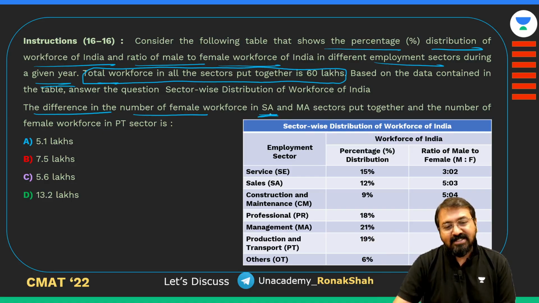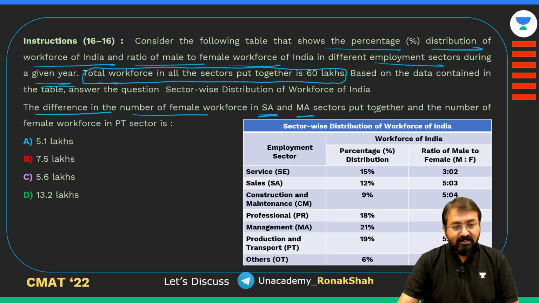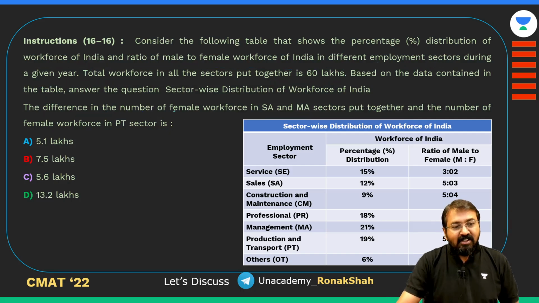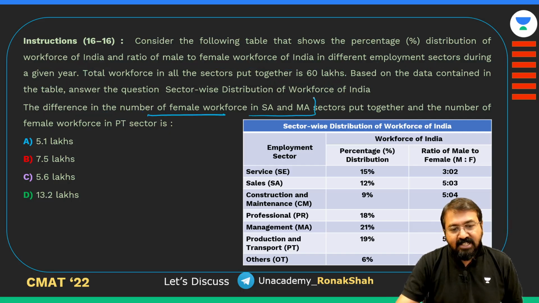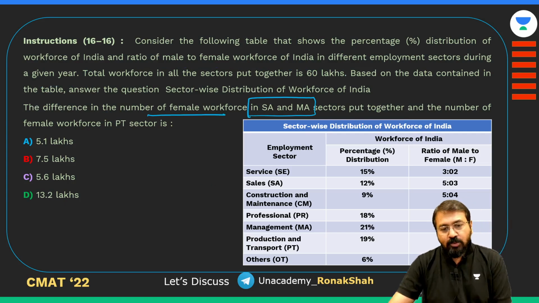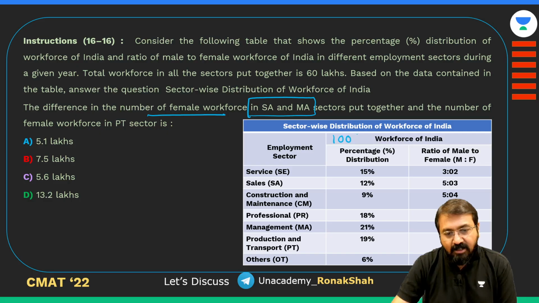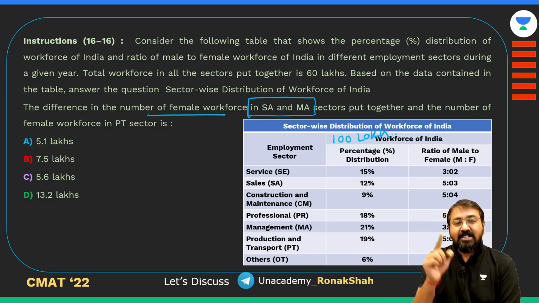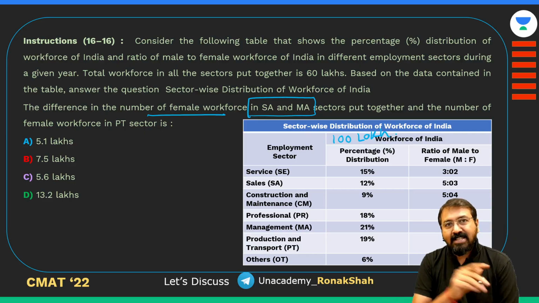Anyways, so guys, the Sales and Management sectors put together. Okay, let's take a pause. Number of female workforce in SA and MA. Okay, so guys, let me assume this as 100 lakh. Now there is a reason I am assuming 100 lakh instead of 60 lakhs. If I take 60 lakhs, I'll end up getting into complications.